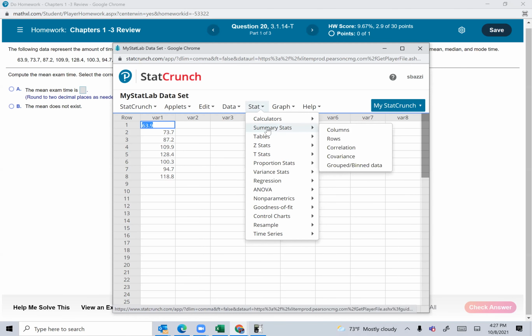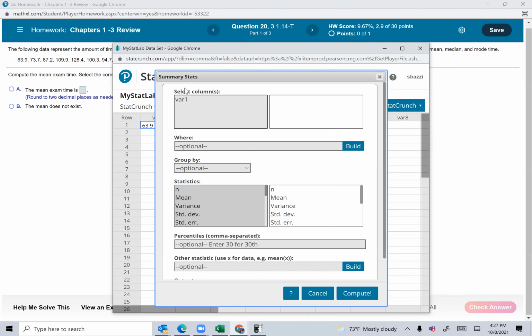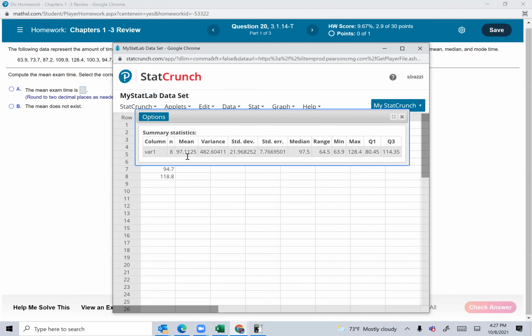You go to Stat, Summary Statistics, Columns, Selected, and hit Compute, guys. As simple as that. Look, this is the mean, 97.1125. Median is the value in the middle, which is 97.5. Mode, you have to figure it out on your own.